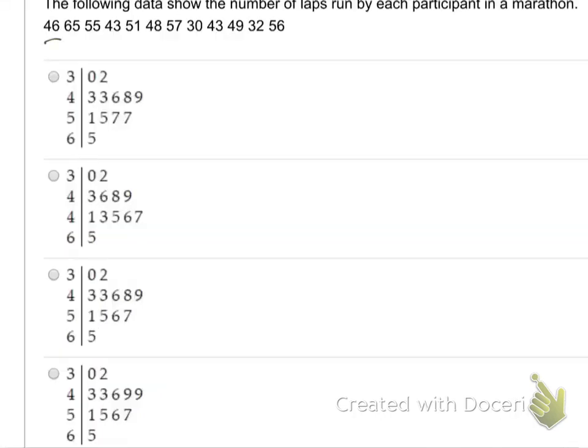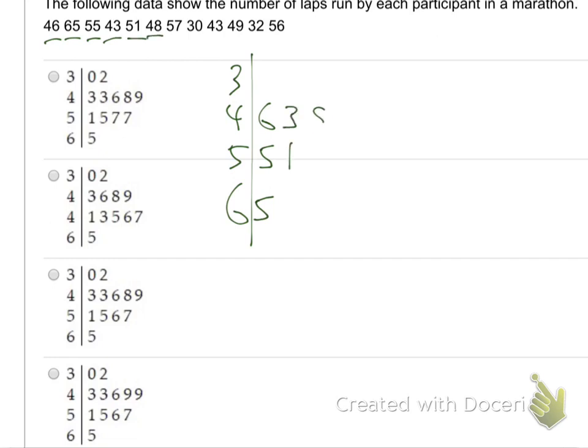Okay, so I'm just going to do it. Here we go. So 3, 4, 5, 6. So 46, 65, 55, 43, 51. I'm going to have to reorder them too. 48, or maybe we can just look at that point. 57, 30, 43, 49, 30. Yeah, this is easier probably. Let's do it this way.